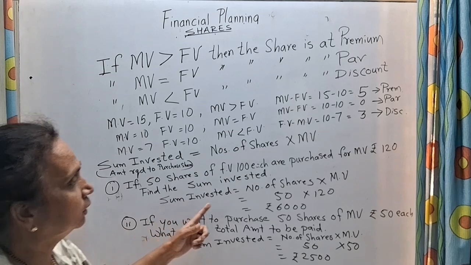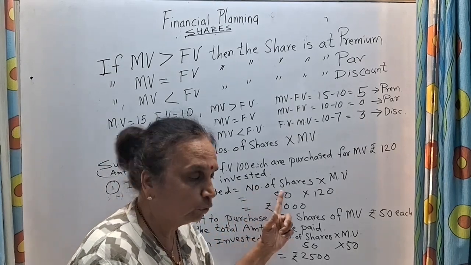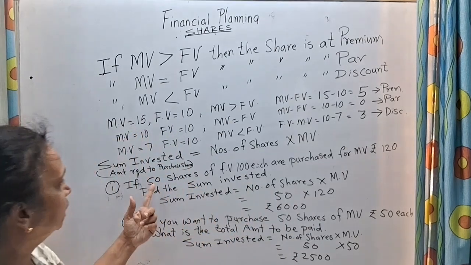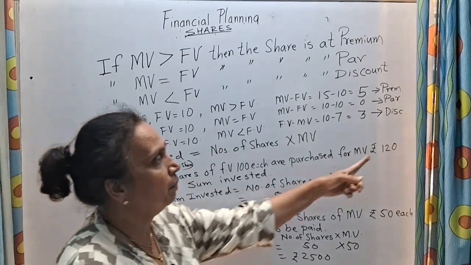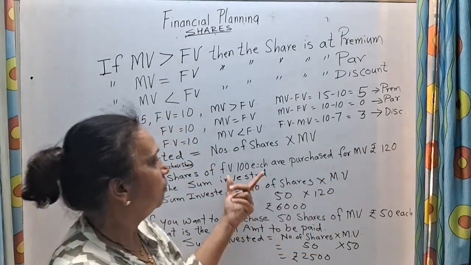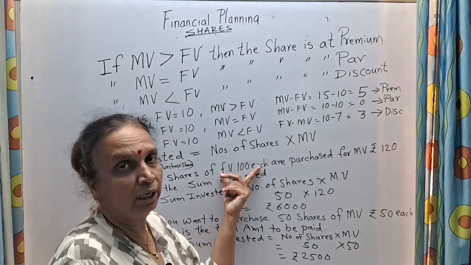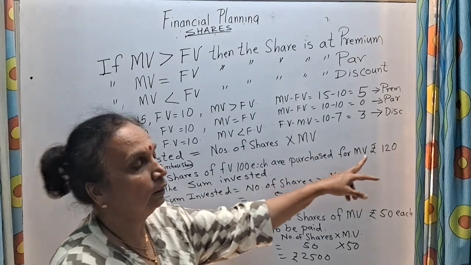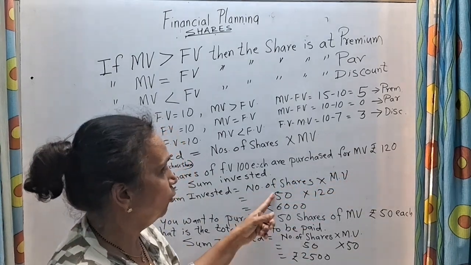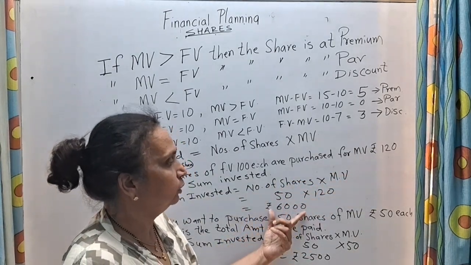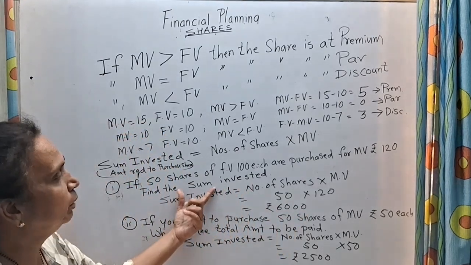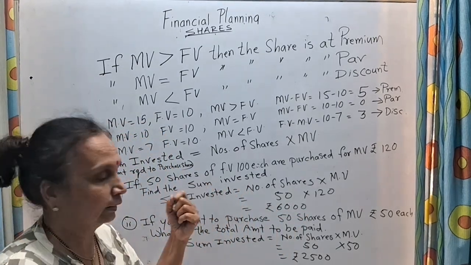So the sum invested, again the formula, number of shares into market value. So number of shares purchased are 50 and the market value is 120. Please see that you don't write the face value, because the sum invested is always on the market value. So 50 into 120 is rupees 6,000. So 6,000 is the total amount to be invested in this particular case.